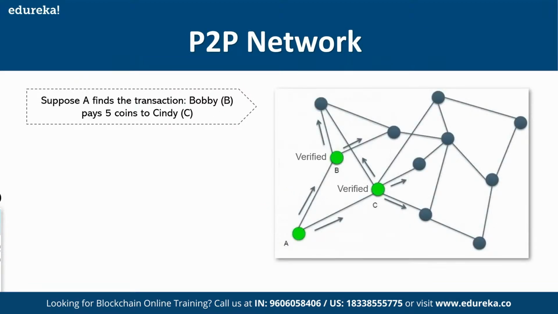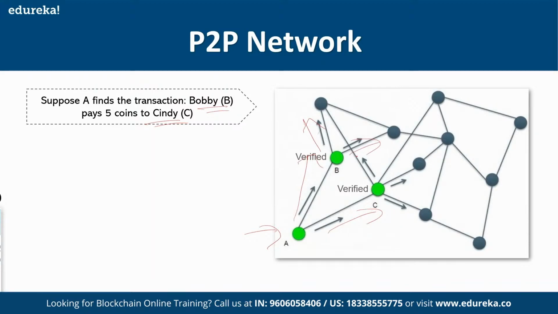P2P network, as I already said, works with the same mechanism. First of all, let's say Bobby wants to pay 5 coins to Cindy. What is going to happen? First it will hit the first node and be verified, and once it is accepted, it will go to node B and node C, and again B and C will verify it. Again they will transfer to their respective nodes.